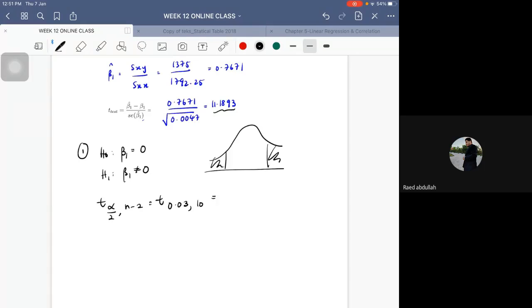And I don't have to show you how to find the critical value. This is going to be from the book. It's going to be a value of 2.1202.